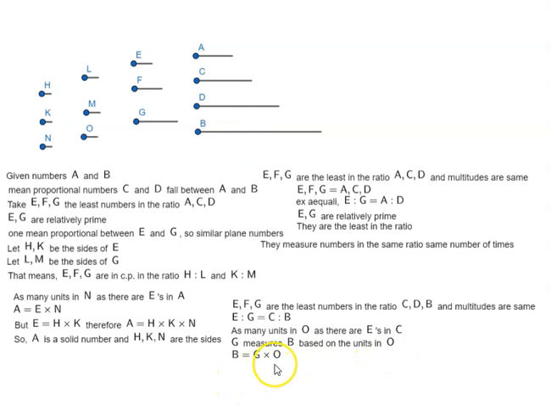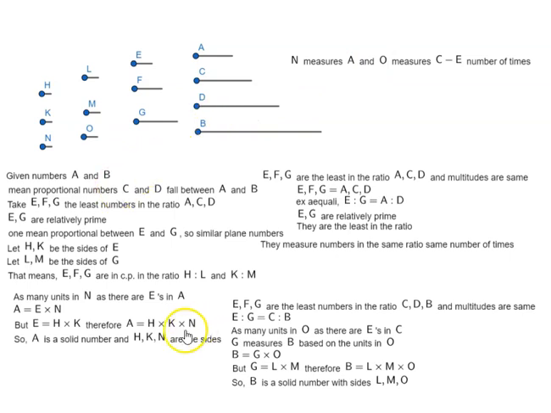That means B is equal to G times O, but G is equal to L times M, since L, M are the sides of G. So which means we can write B is equal to, instead of G, L times M times O. So which means B is also a solid number with sides L, M and O. So we have shown both A and B are solid numbers. That means they are products of three numbers.